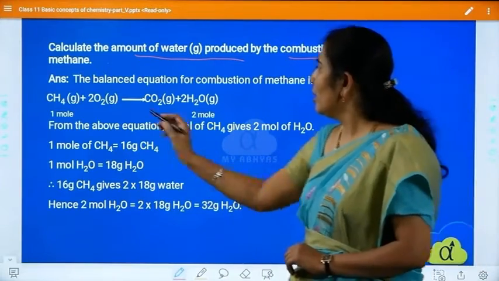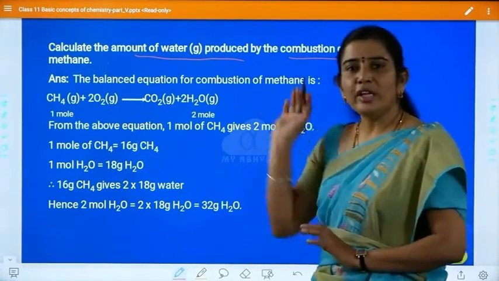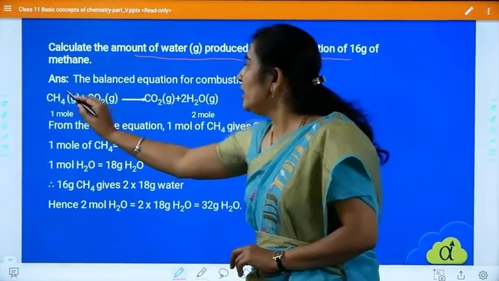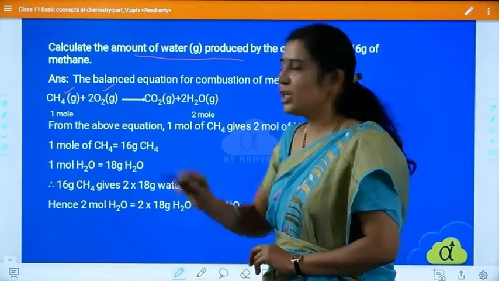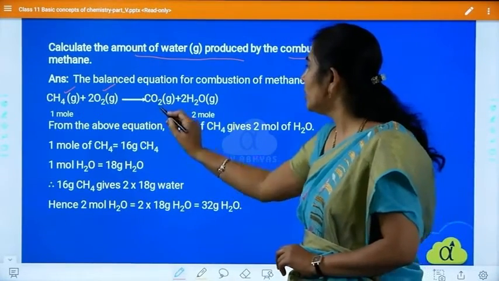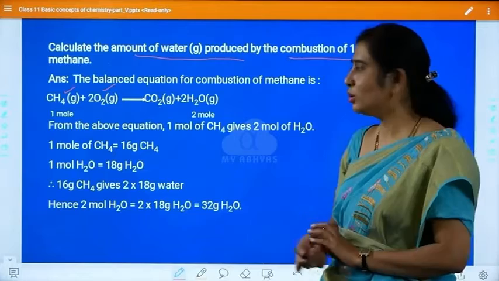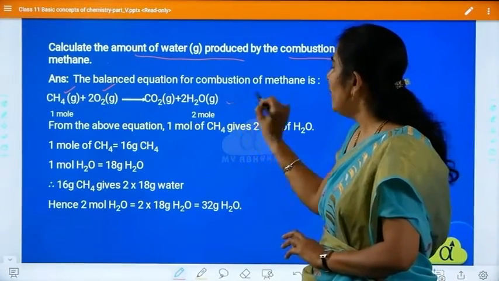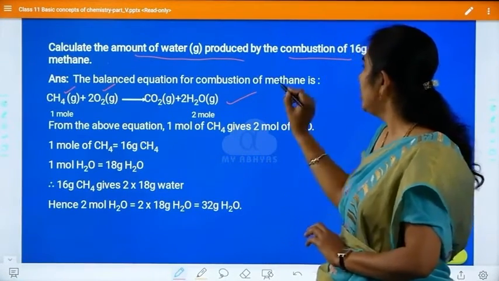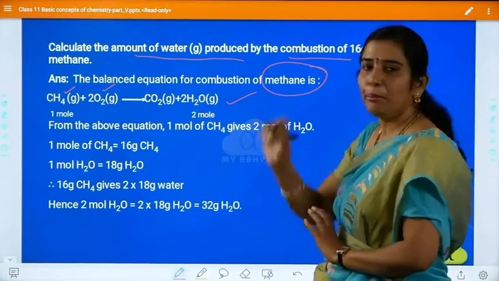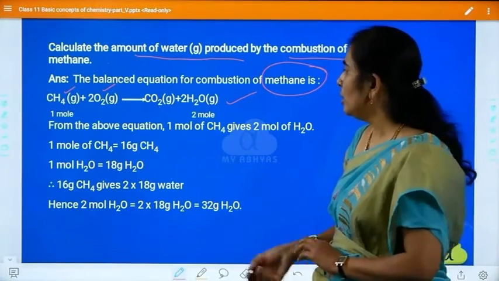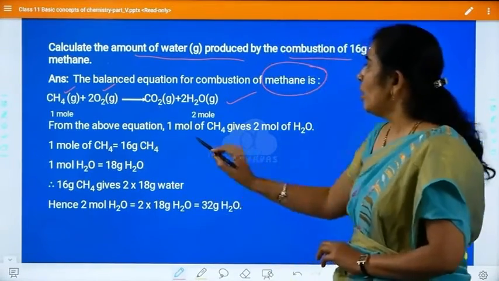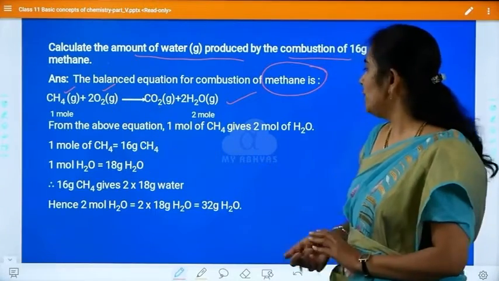So here, first you have to write the equation. Methane and oxygen, these two are the reactants. You will get carbon dioxide and water. So this is in the balanced form. So this is a balanced chemical equation for the combustion of methane.